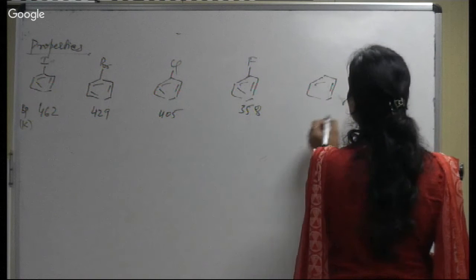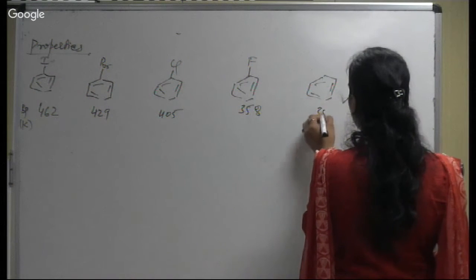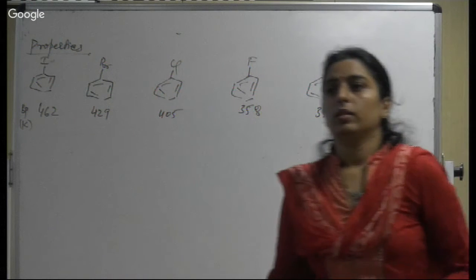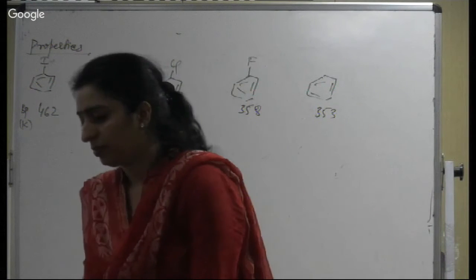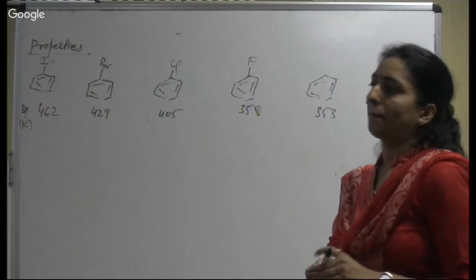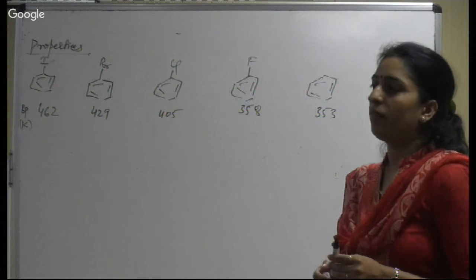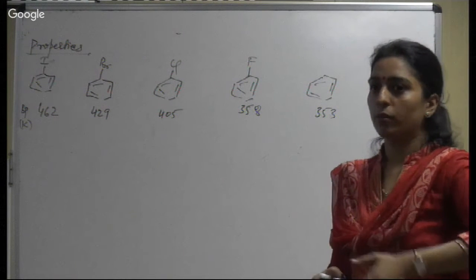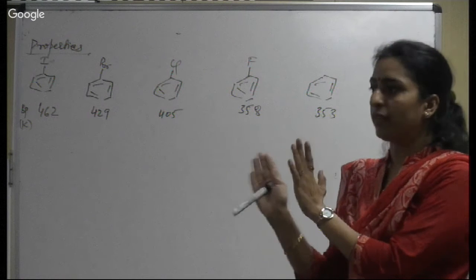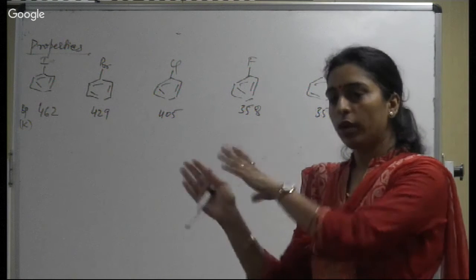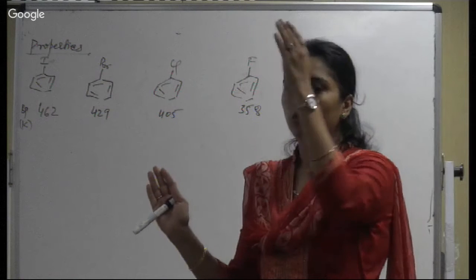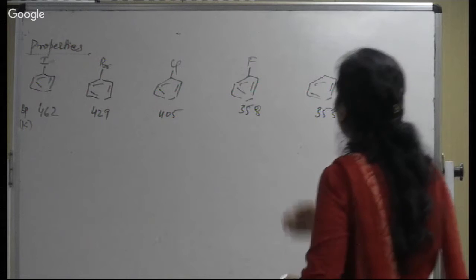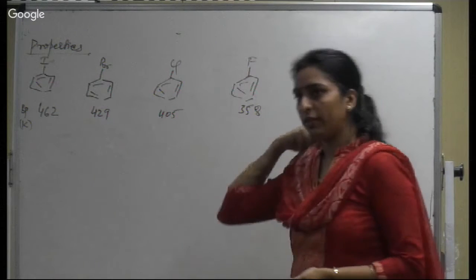Can anybody guess why there is a difference? Yes. We are moving from top to bottom because we are keeping the ring a fixed thing. You cannot change it. You are keeping the aryl ring fixed and you are moving from top to bottom: fluorine, chlorine, bromine, iodine. As the size increases, the molecular mass will increase, so the boiling point will definitely increase.